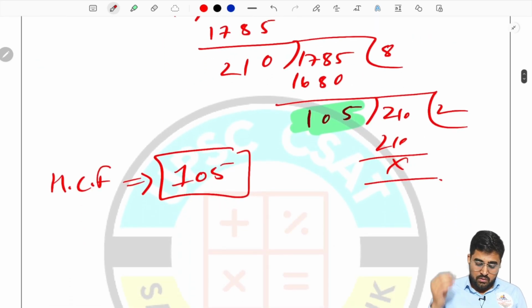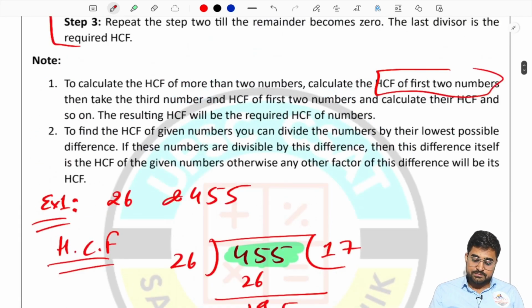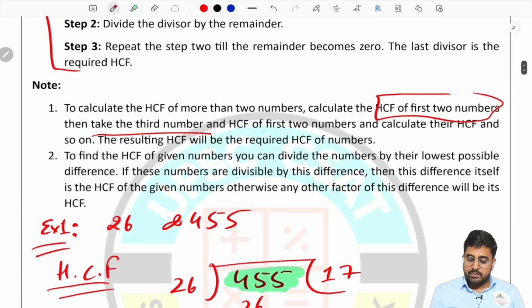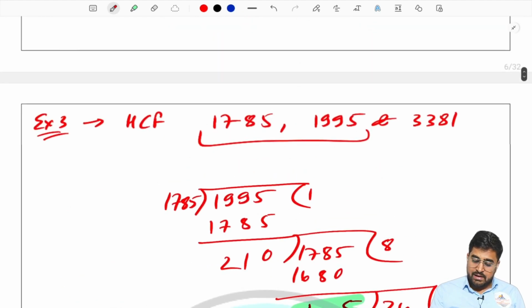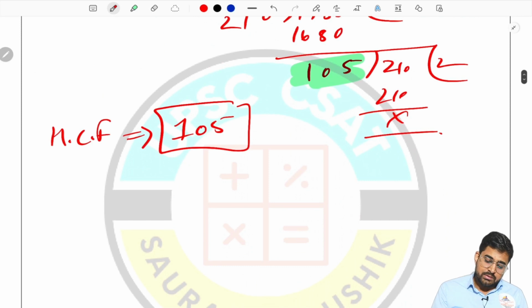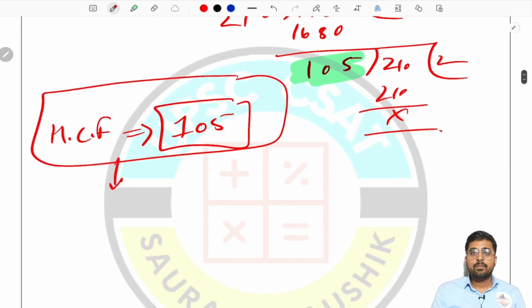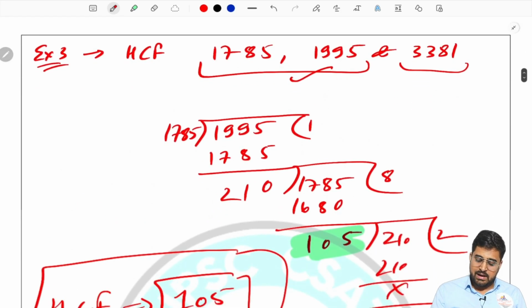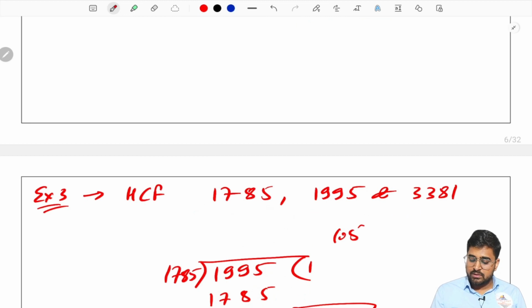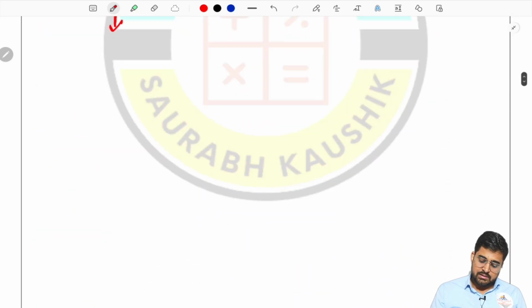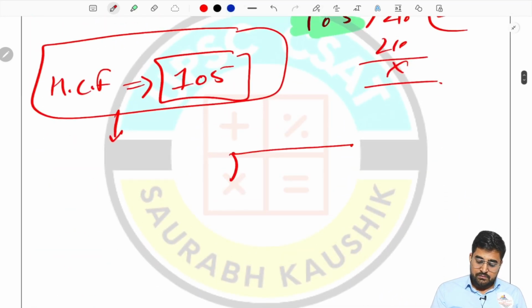Now what the note said is, take the third number and the HCF of the first two numbers, and calculate their HCF. Now what do we have? We have 3381. Now this becomes a number. See, we have solved this and we get 105 as a result. Now we have to focus on these two parts, 105 and 3381.